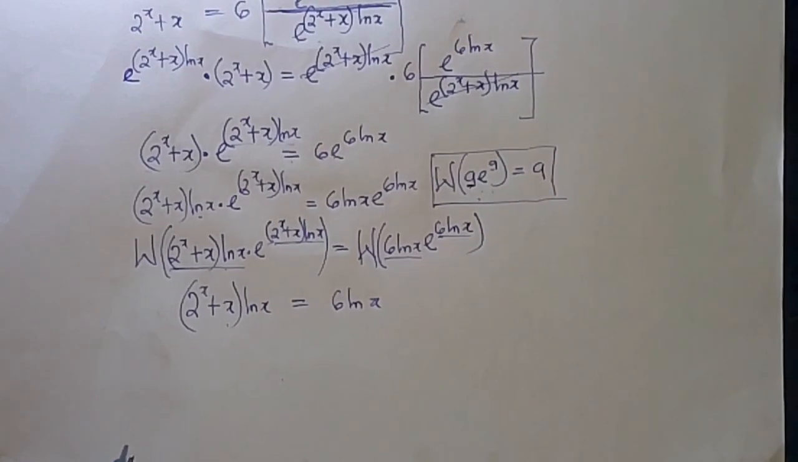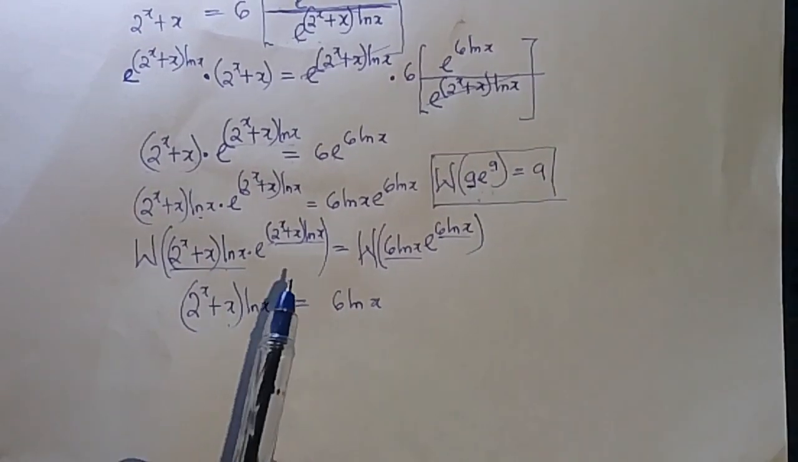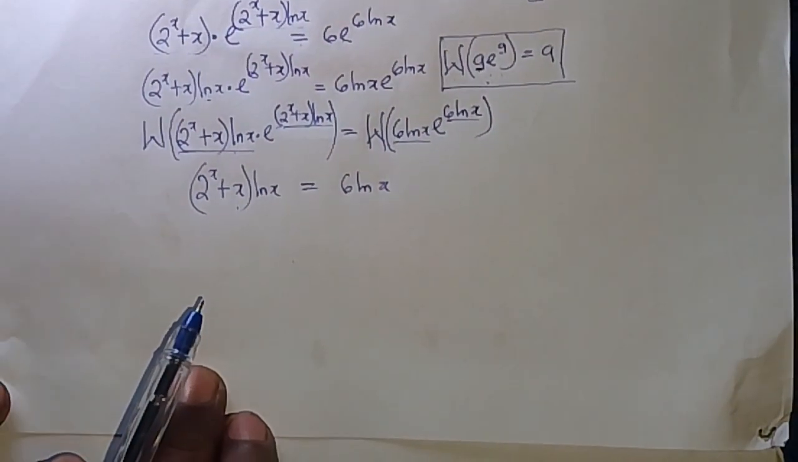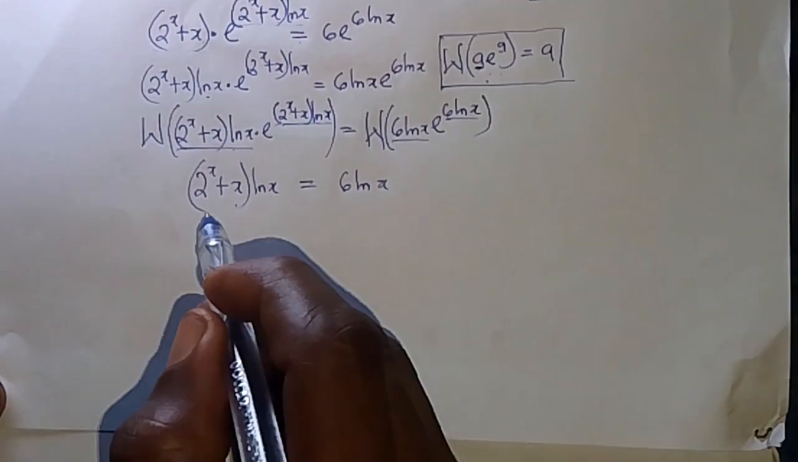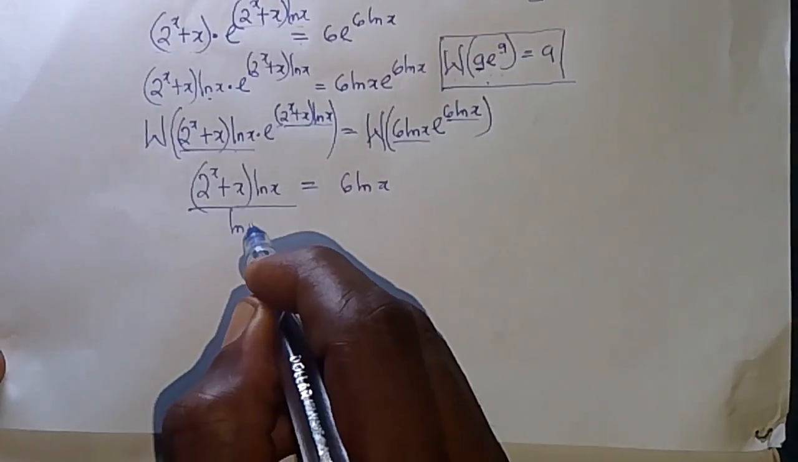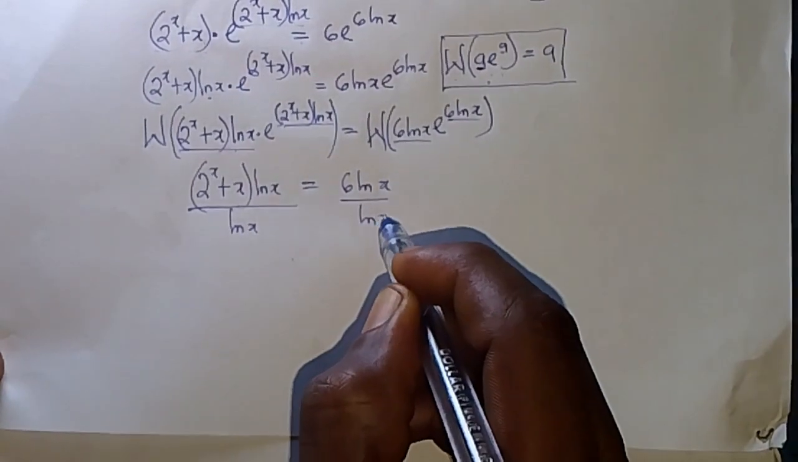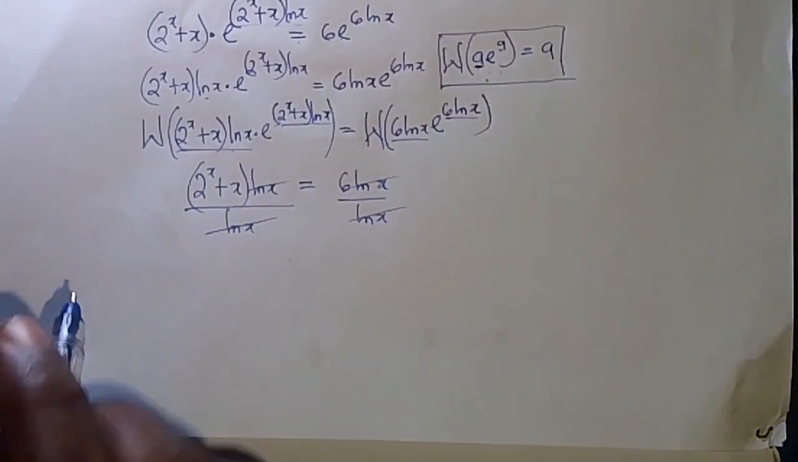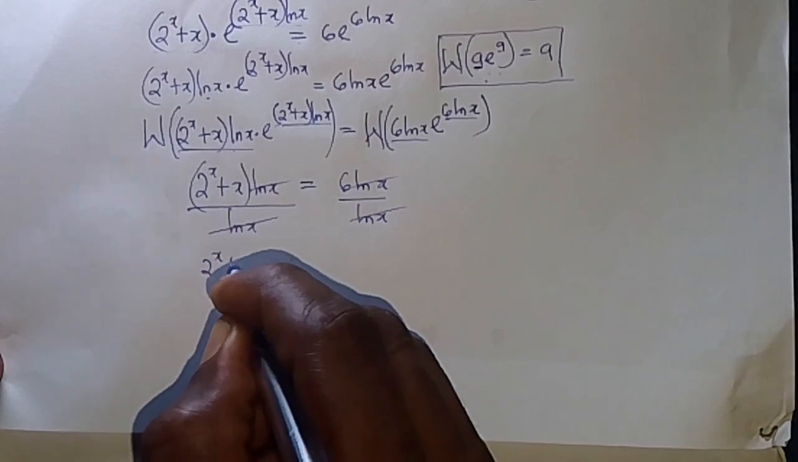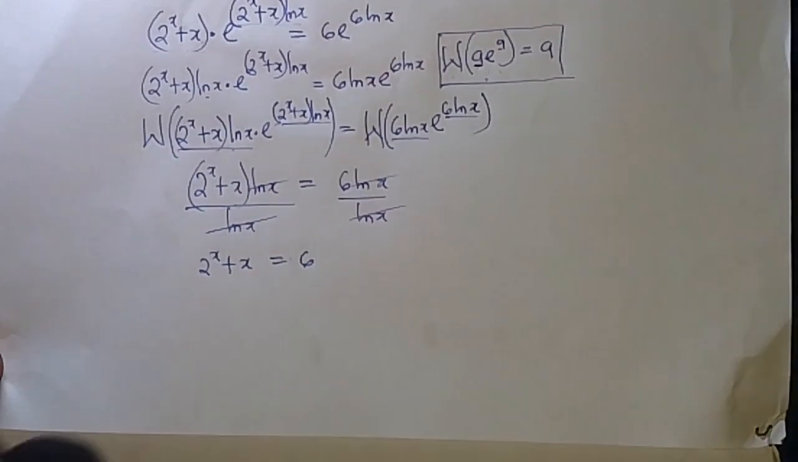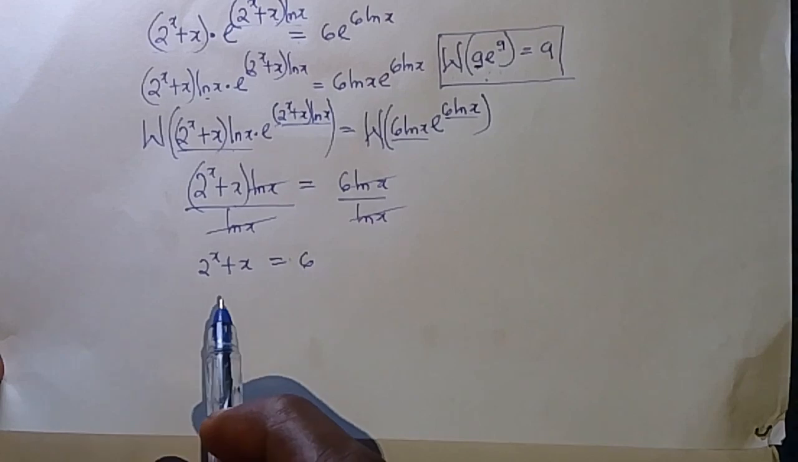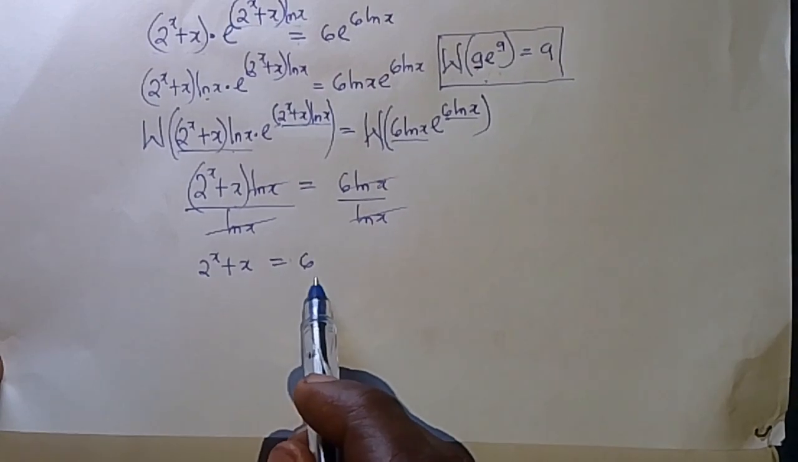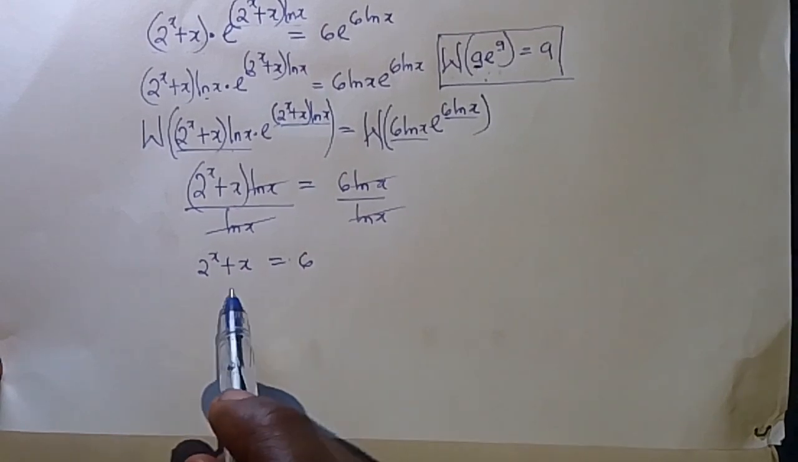So we can see that ln x is common to both sides. Since ln x is not equal to 0, we have to divide through by ln x. So if we divide through by ln x, ln x divides through, then we are having 2 to the power of x plus x equals 6. Here we can see we have gotten to the point that at the left hand side of this equation we are having 2 to the power of x plus x, and this equals 6. So we are to determine the value of x at this point.